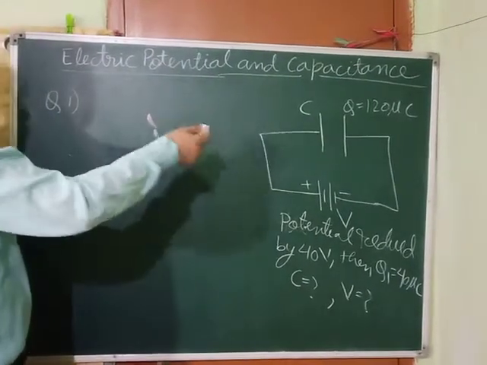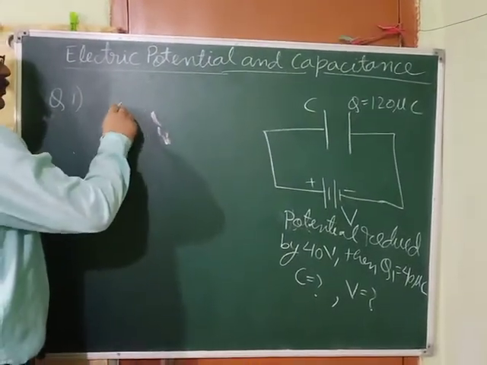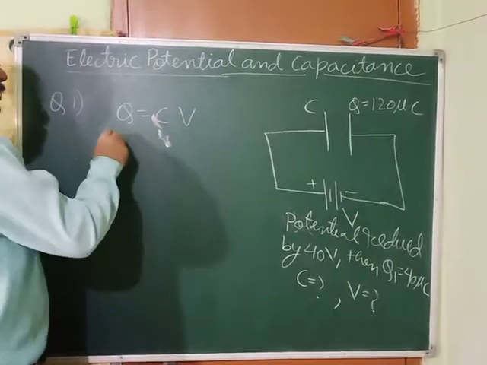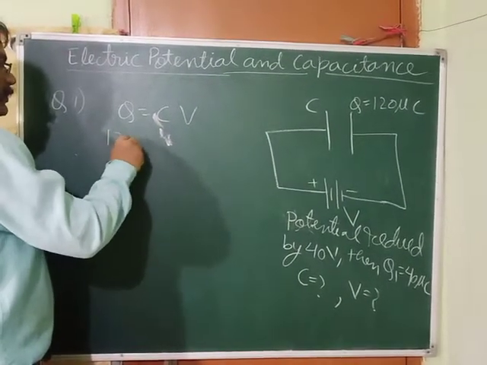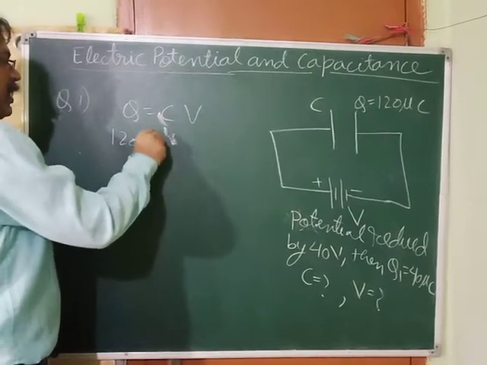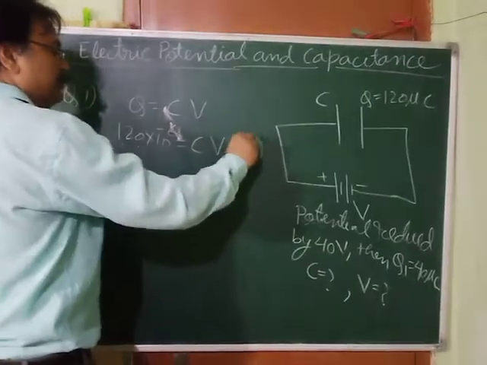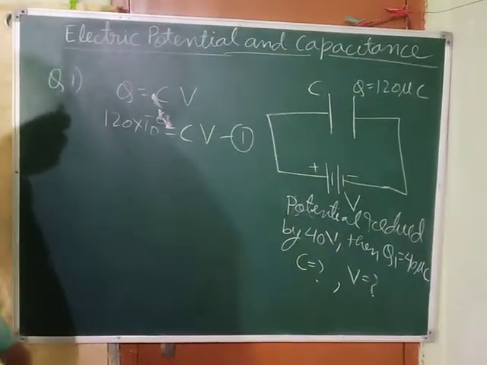According to this condition, from the definition of capacitance, can we write Q is equal to CV? So Q is 120 into 10 to the power minus 6 is equal to CV. This is our equation 1. Now what else is given?